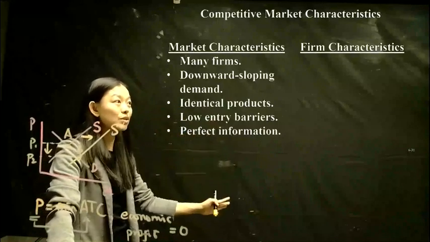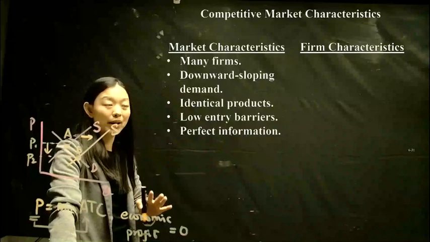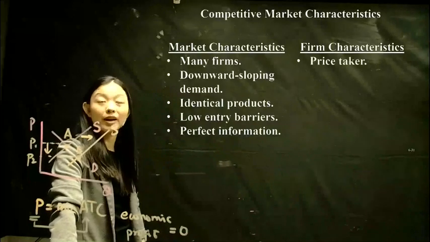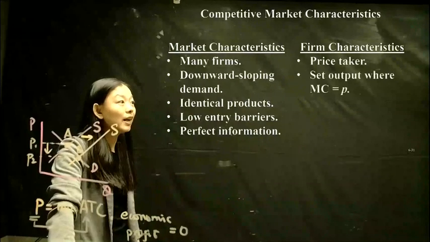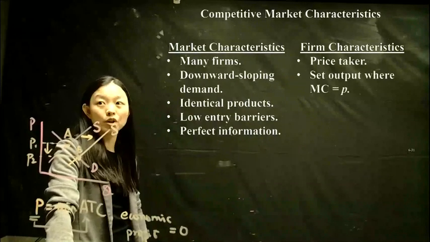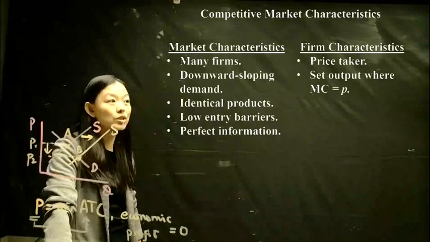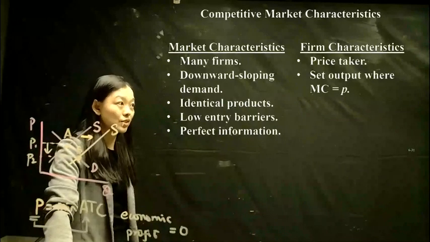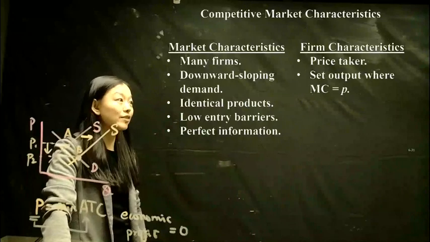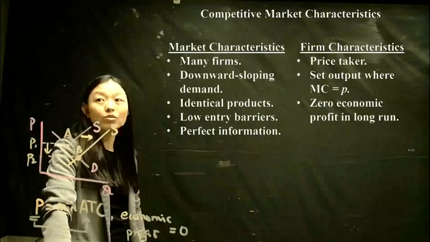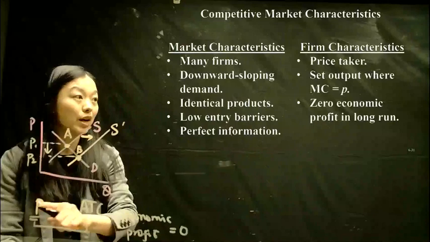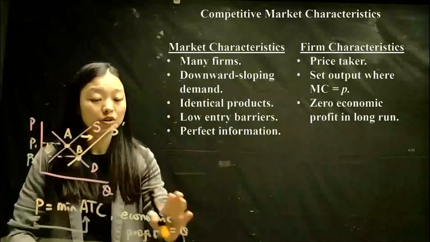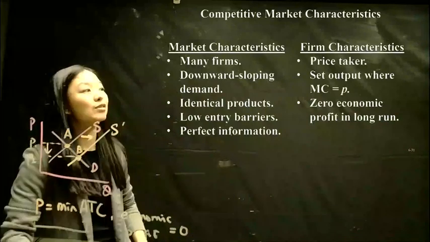Now let's see firms in the competitive market. Firms are just price takers, and they will always set the output where price equals marginal cost to maximize profit. And then in the long run, because the price will equal the minimum average total cost, there is zero economic profit for a single firm.